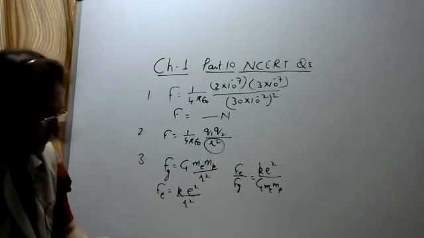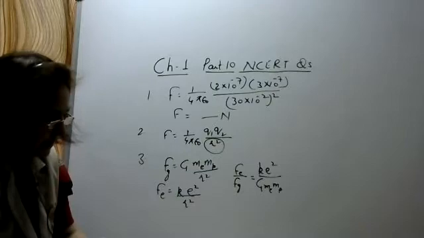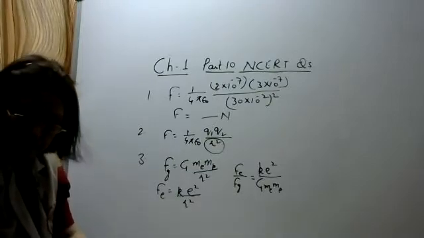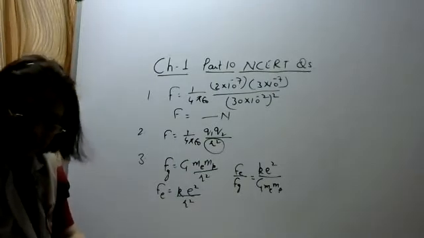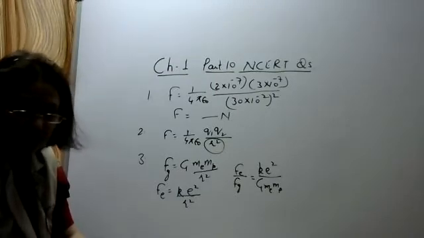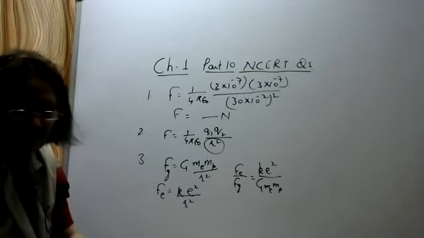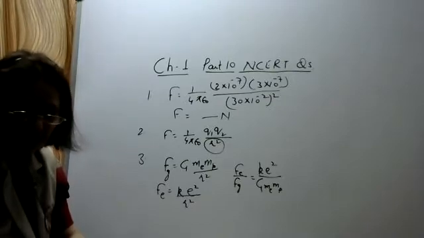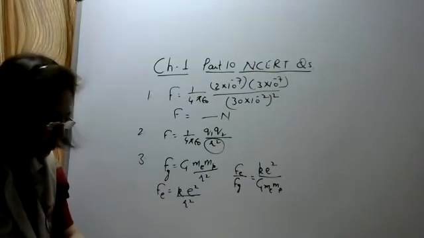Question number 4: explain the meaning of the statement electric charge of a body is quantized. You have to write down quantization of charge, which states that the total charge on a body is an integral multiple of the basic unit of charge. That is, Q is equal to N into E.